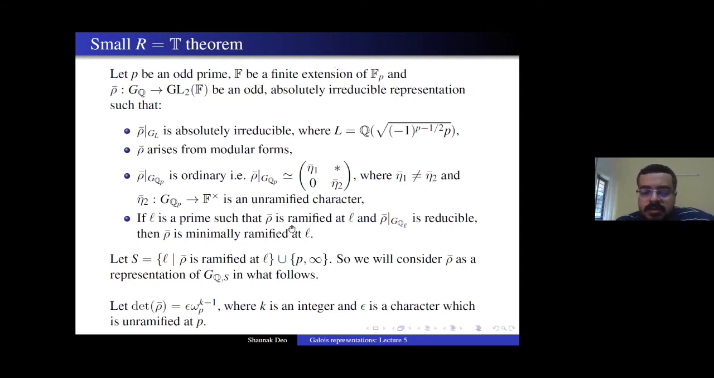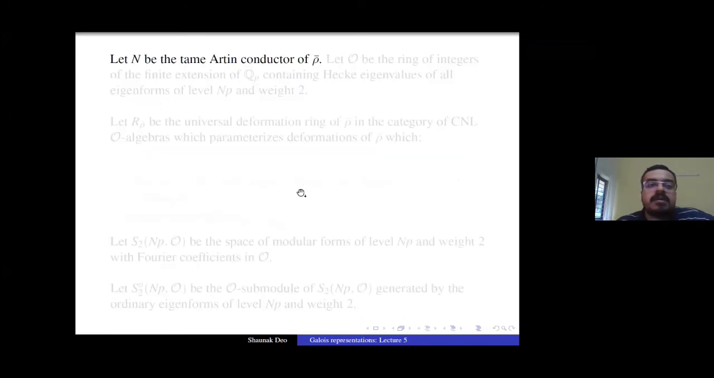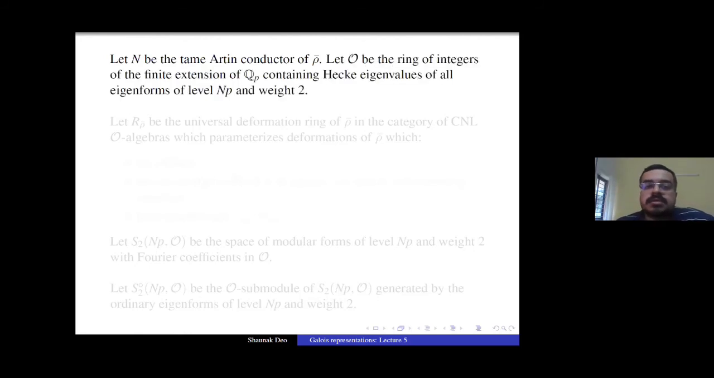So we are in this setting. There is some more notation that we need to develop. So let N be the Artin conductor of rho bar. This is just a technical term. It's made up of primes at which rho bar is ramified, and the exponent depends on how ramified rho bar is at l. So if l is a prime at which rho bar is ramified, the exponent of l appearing in N depends on how deeply rho bar is ramified. Okay, let O be the ring of integers of the finite extension of Q_p which contains Hecke eigenvalues of all eigenforms of level Np and weight 2.